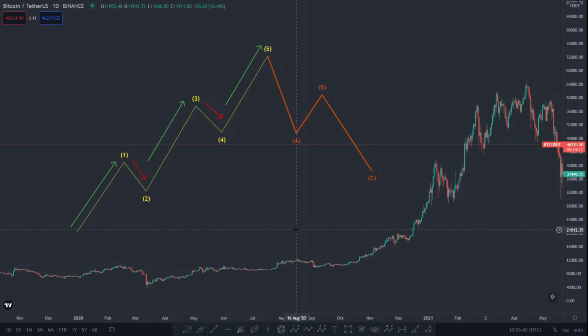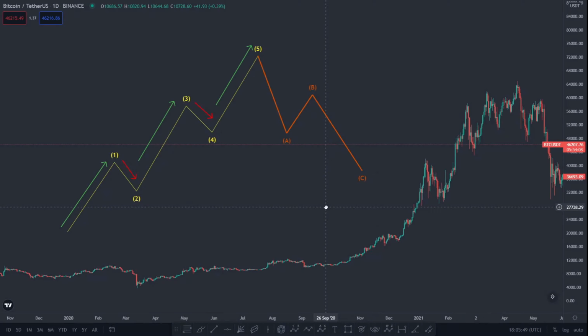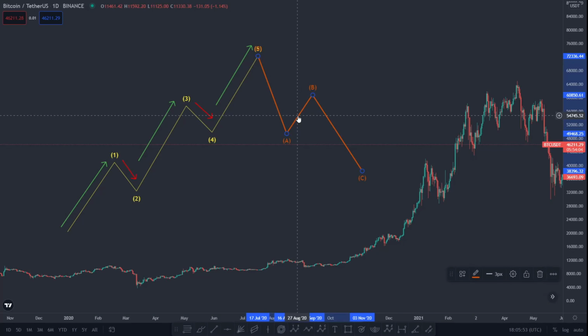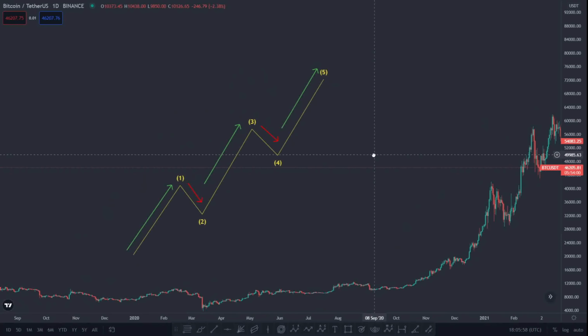So what does it look like? A head and shoulders. If you see a head and shoulders, you know we're probably going down. But that's in a different video. So let's talk about these impulsive waves.